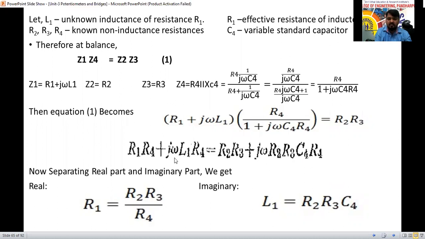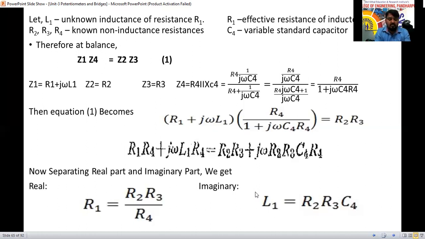For the imaginary part, J omega L1 R4 equal to J omega R2 R3 C4 R4. Now J omega gets cancelled, L1 stays as it is, and R4 also gets cancelled. So L1 equal to R2 R3 into C4. You have to remember that the Maxwell inductance bridge equation is different and the Maxwell inductance capacitance bridge equation is different.